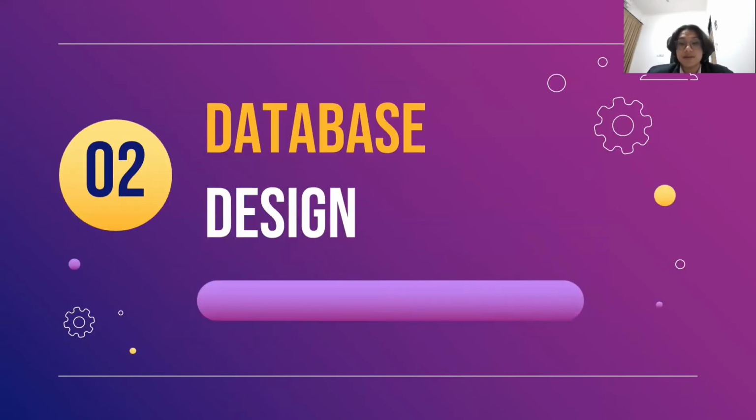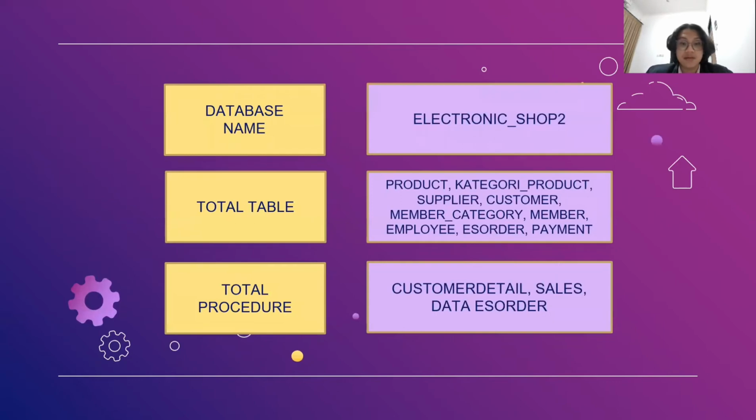And next, the database design. For the database design, we use a database named electronic_shop2, because the shop one kind of failed, so we made it 2. The total tables we have are product, category product, supplier, customer, member category, member, employee, ES order, and payment. And the total procedures we have are 3: customer detail, sales, and data ES order.